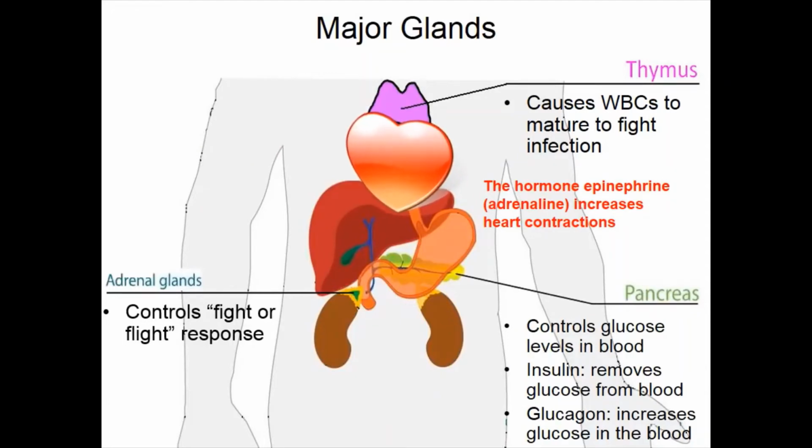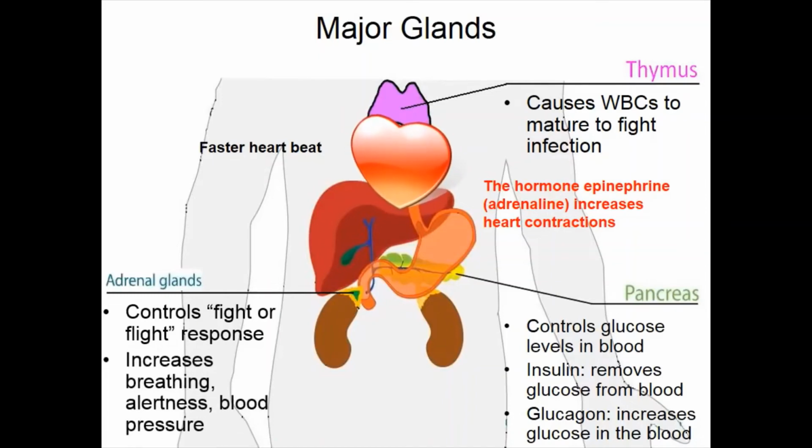And this hormone epinephrine will cause a faster heartbeat, will cause our pulse to increase. This causes our fight or flight response. It increases our breathing, makes us more alert, increases our blood pressure, circulates oxygen all throughout our body faster. And then we can either choose to fight the threat or flight.